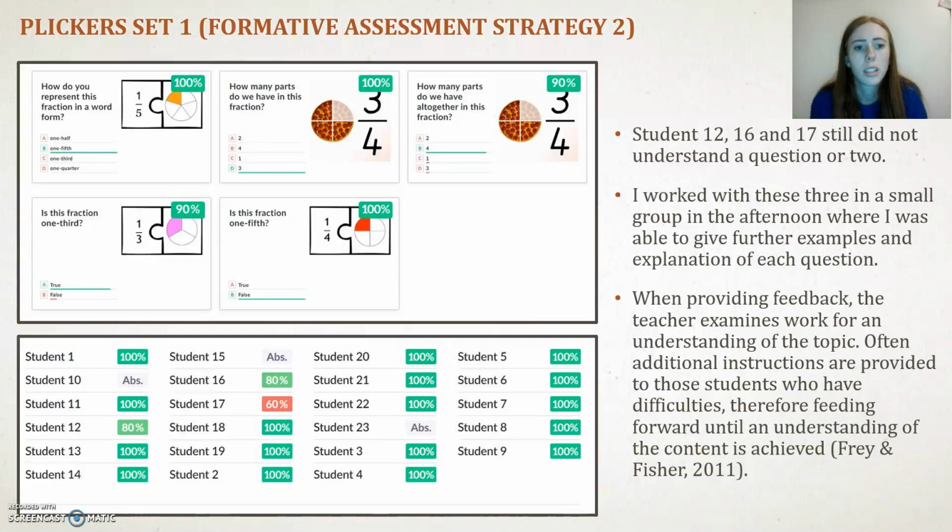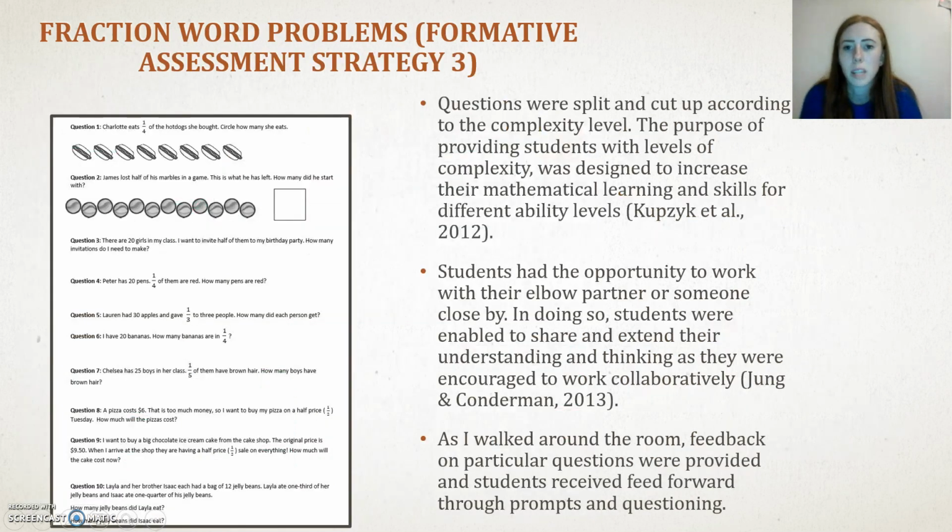I worked with these 3 in a small group in the afternoon where I was able to give further examples and explanation of each question. When providing feedback, the teacher examines work for an understanding of the topic. Often, additional instructions are provided to those students who have difficulties, therefore feeding forward until an understanding of the content is achieved. My formative assessment strategy 3 was fraction word problems.